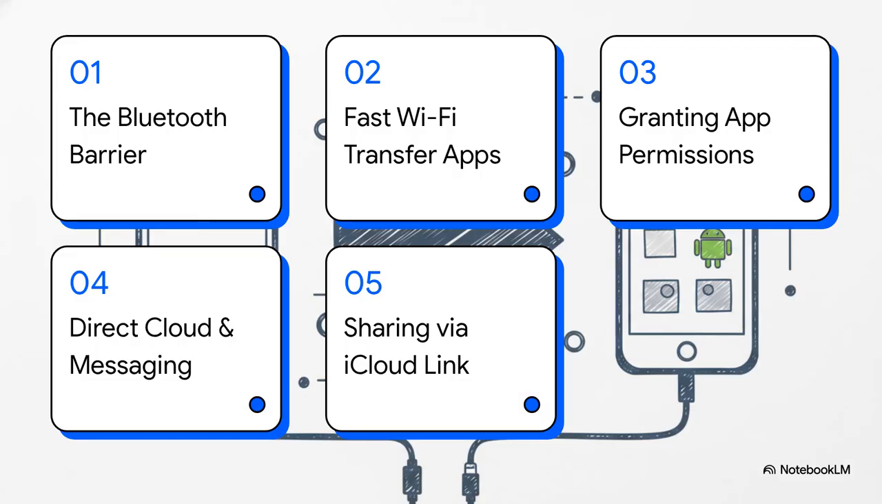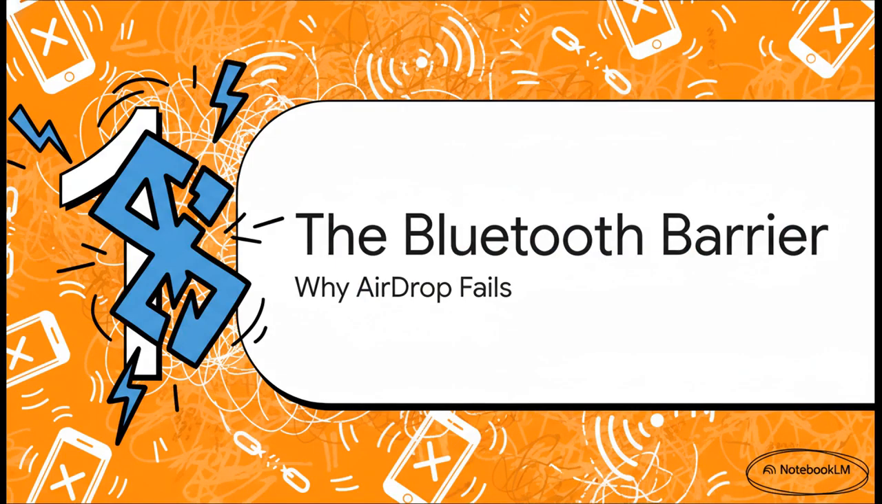All right, so here is our roadmap for today. First, we'll look at the Bluetooth barrier. Second, fast Wi-Fi transfer apps. Third, granting app permissions. Fourth, direct cloud and messaging. And finally, number 5, sharing via an iCloud link. Let's jump into section 1, the Bluetooth barrier.